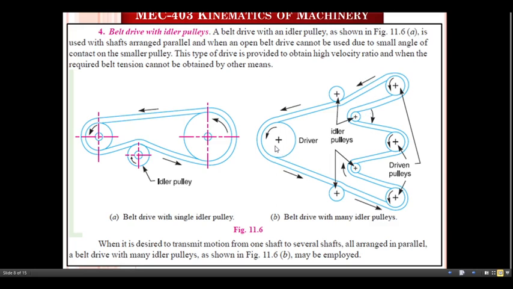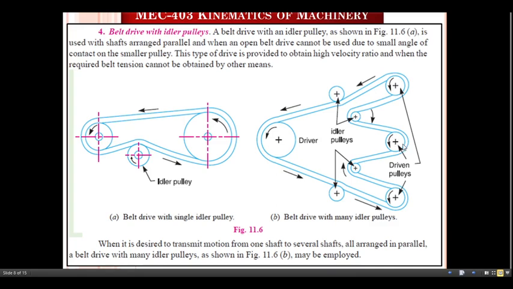Now if you just see here, here is the driver pulley, here is the driven pulley, here is the driver pulley, and here is the driven pulley. So whenever the driving shaft starts to rotate, in this case this will also move in the same direction. See, the arrangement here is parallel. What is the function of this idler pulley? That will increase the tension in that pulley arrangement, and the amount of power transmitted is also increased.